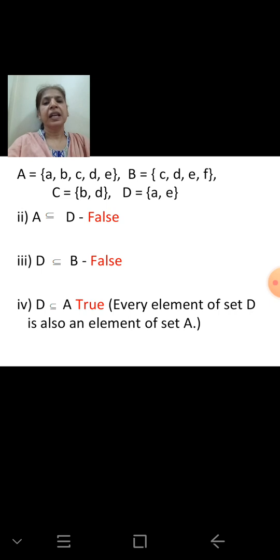Next is, D is a subset of A. D has elements A and E. And are all these elements in A? Yes. So this is true. And the reason is, every element of set D is also an element of set A. So we have to decide whether it is true or false by seeing these elements.